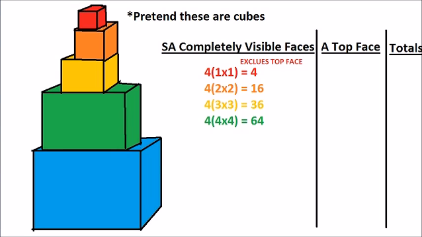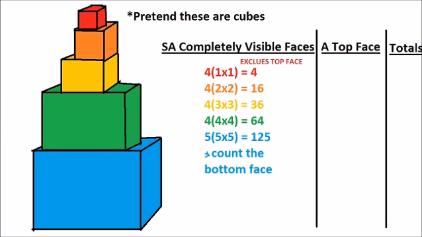And the final cube. On this cube, there are 5 completely visible faces, because remember, we have to count the bottom face. Each face of this cube measures 5 by 5. And when you multiply this, you get 125.